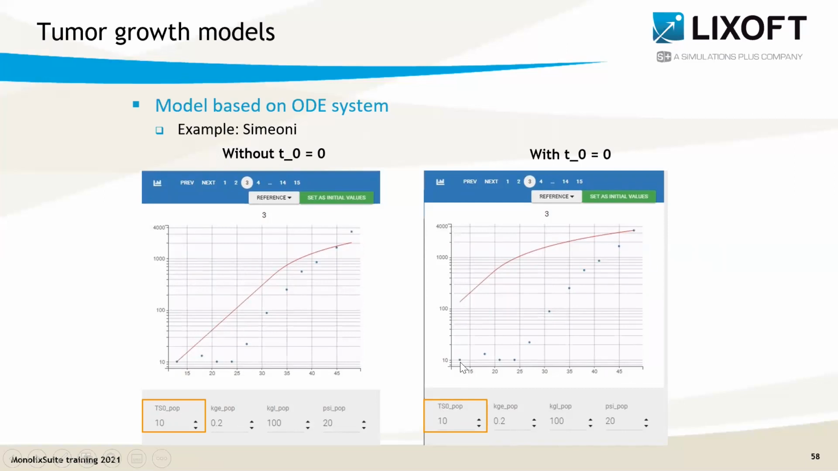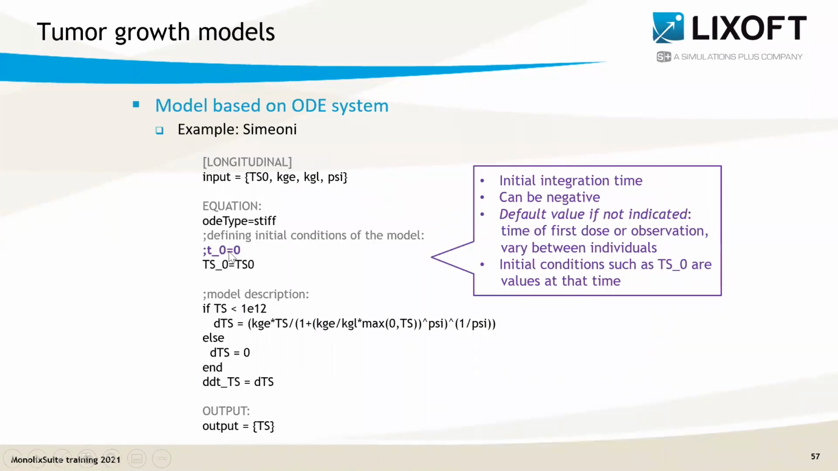So the tumor size that we see in the prediction at time 13 is much higher because the tumor already had some time to grow between 0 and 13. So both situations can be desirable depending on what is in your data and your model, and it can be really interesting to have different initial integration times between individuals, but you just have to make sure that this is what you want.